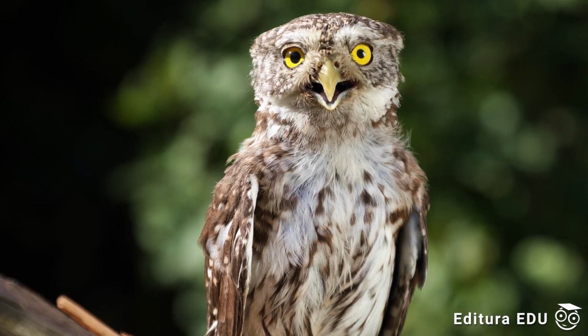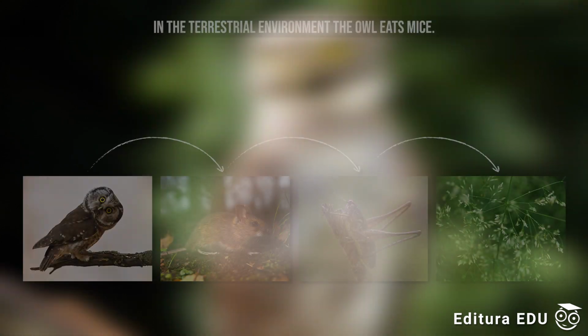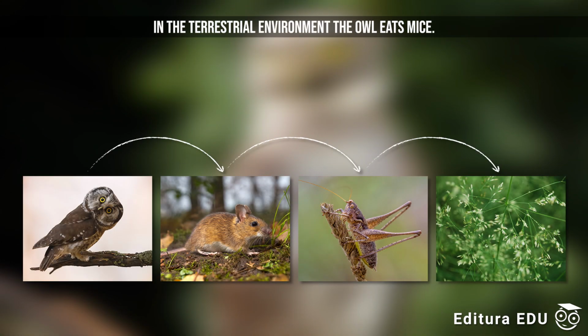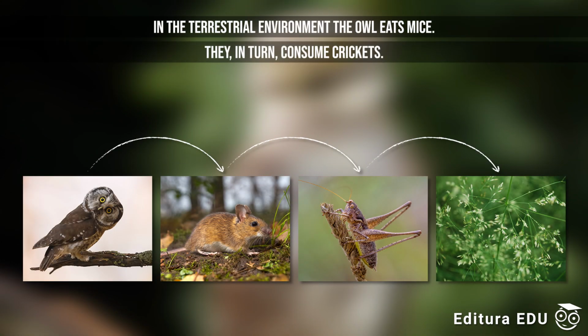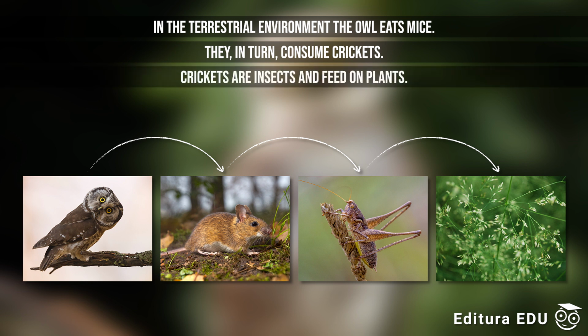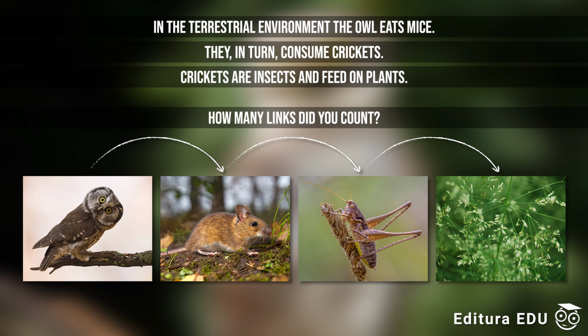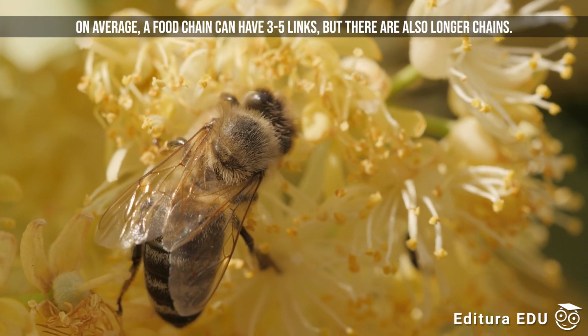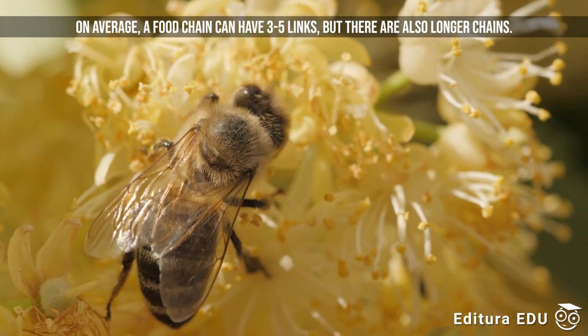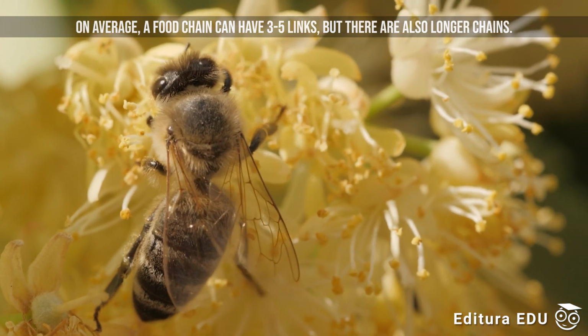Let's discover some food chains. In the terrestrial environment, the owl eats mice. They, in turn, consume crickets. Crickets are insects and feed on plants. How many links did you count? On average, a food chain can have 5 links, but there are also longer chains.